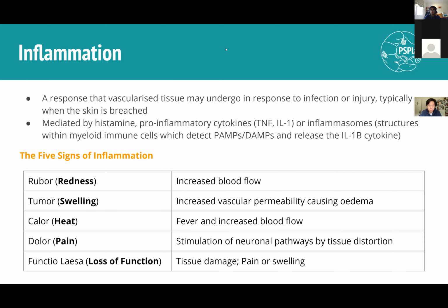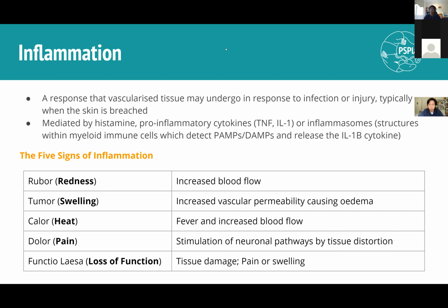So we say there's redness, which is because we have increased blood flow. We have swelling because of that increased vascular permeability, we mentioned it. That actually lets fluid out into the tissue, which makes it swell. We have calor, heat, which can both be because we have a systemic response of fever, and also because we have increased blood flow to this particular location.